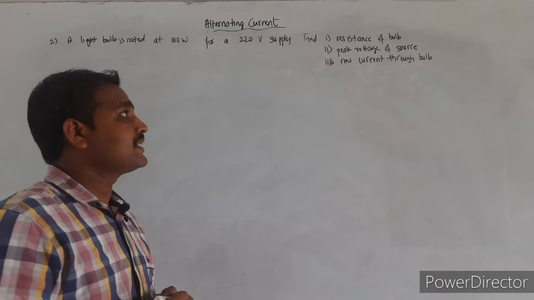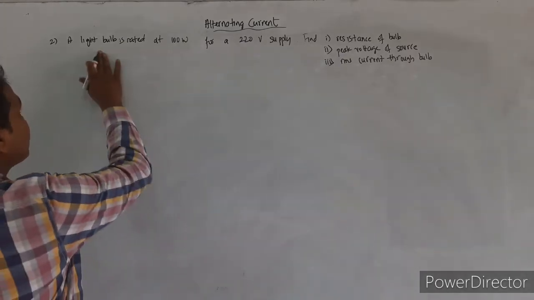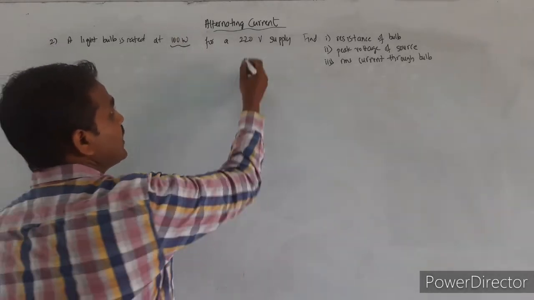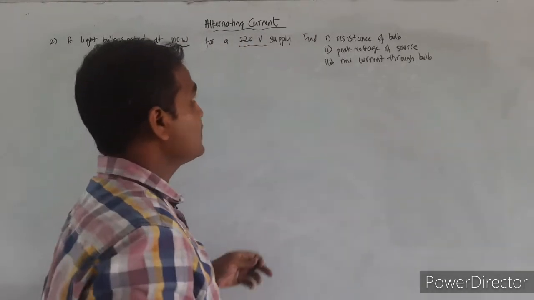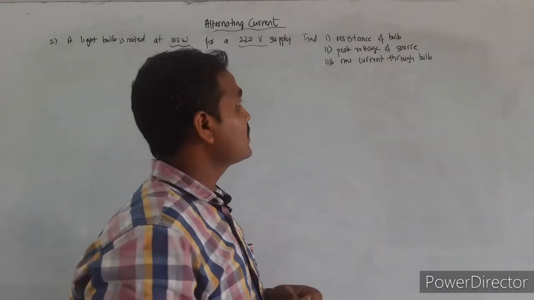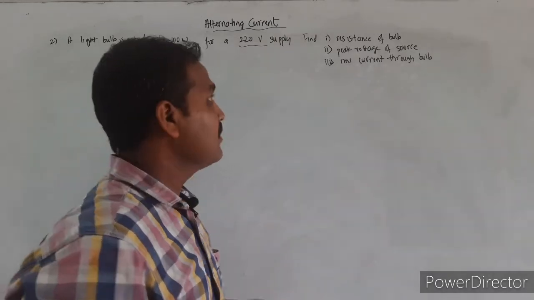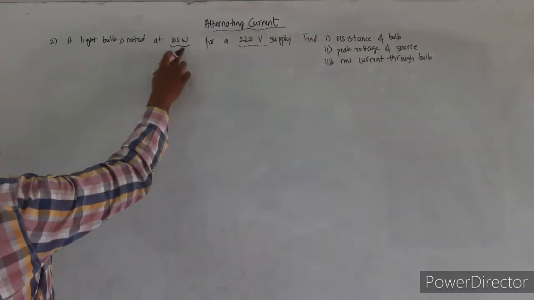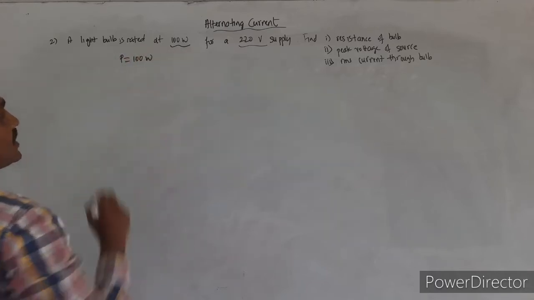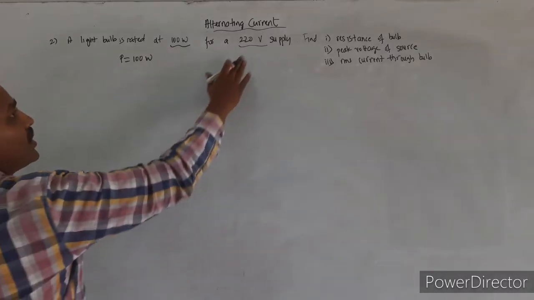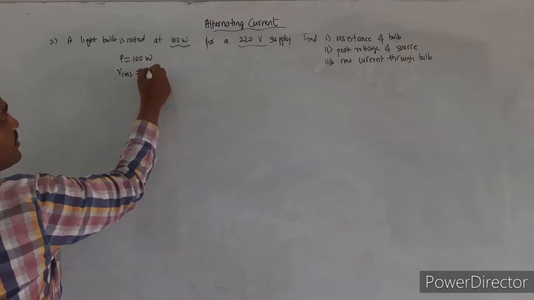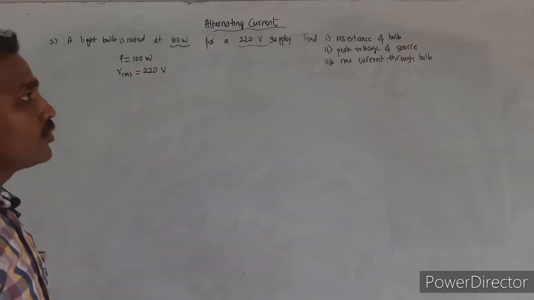Look at the next problem. It is given that a light bulb is rated at 100 watt for a 220 volt supply. We are asked to find the resistance of the bulb, the peak voltage of the source, and the RMS current through the bulb. First let us write the data. The power rating P is equal to 100 watt, and whatever supply voltage is there, we take it as VRMS. VRMS is equal to 220 volt.